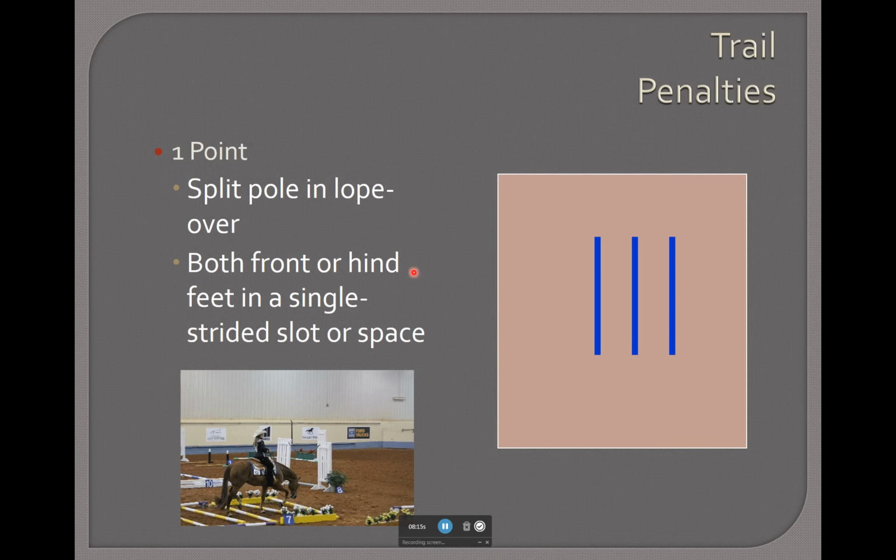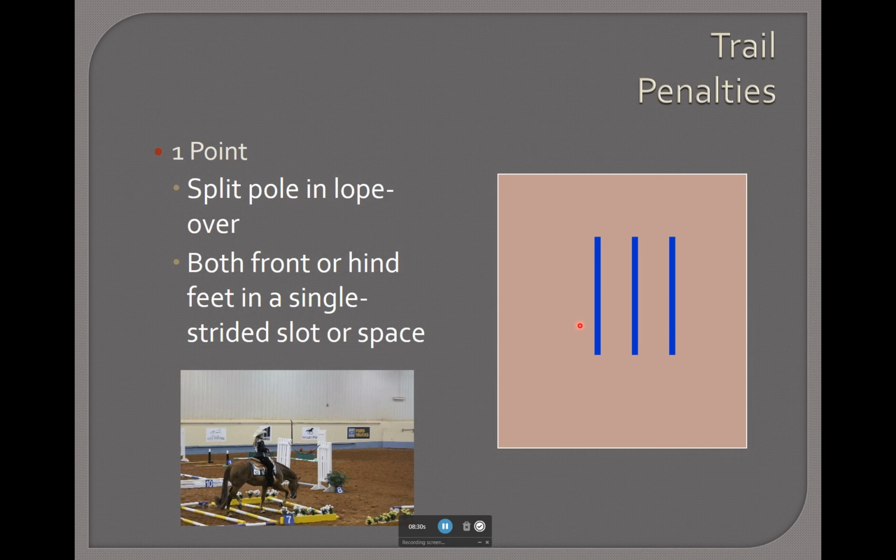If they split a pole in the lope over. So when a horse comes and lopes over, both front feet should go to this space, both front feet here, and both hind feet. When they split would be, for example, the right foot is here, the left foot is here. So every time they do it, it's a 1-point penalty.